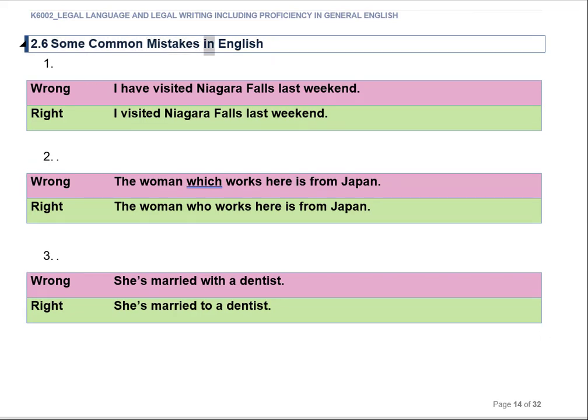Some common mistakes in English. Wrong. I have visited Niagara Falls last weekend. Right. I visited Niagara Falls last weekend.